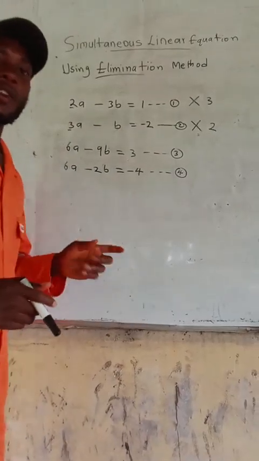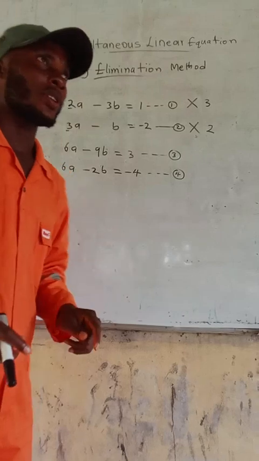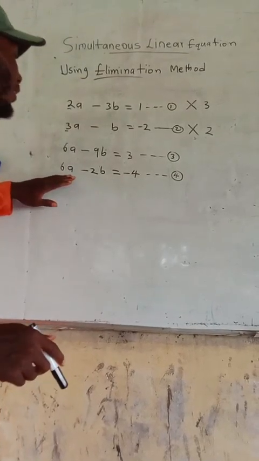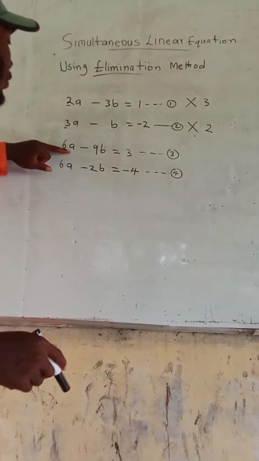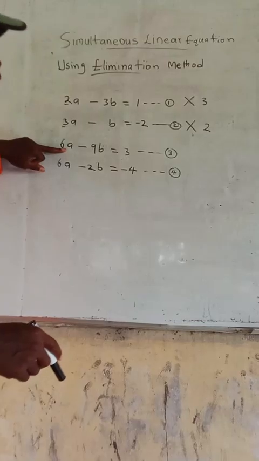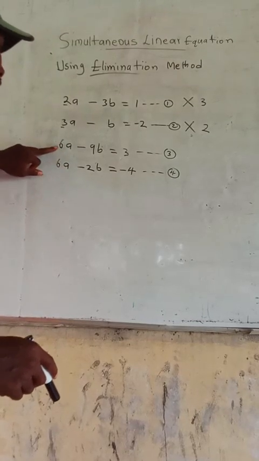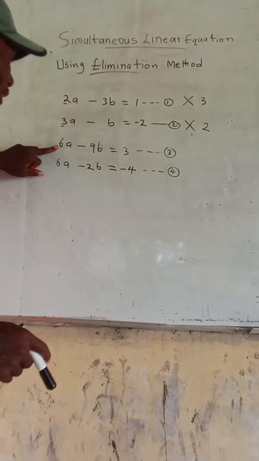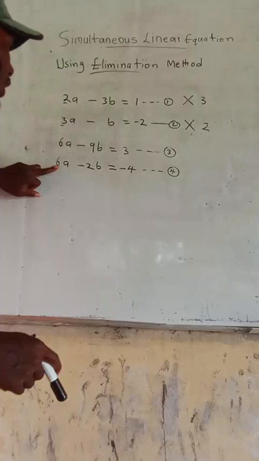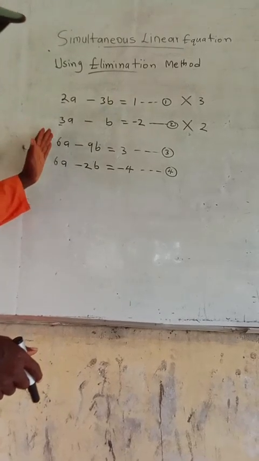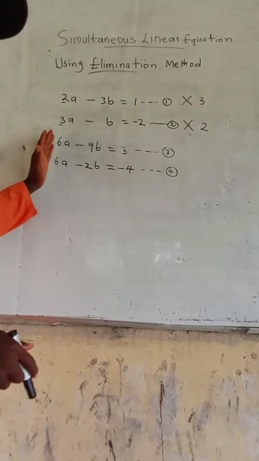Now, we have gotten one of the conditions. We said for us to eliminate A first, the coefficient of A in equation 1 should be the same as in equation 2. Now they are the same. 6 is the coefficient of A here, and 6 is also the coefficient of A in the other equation. So this one is suited for elimination.